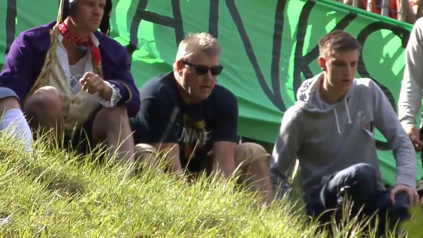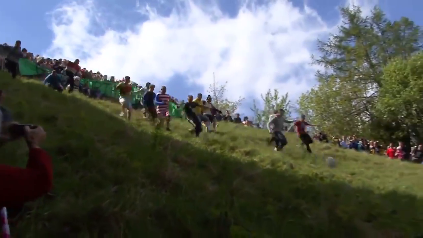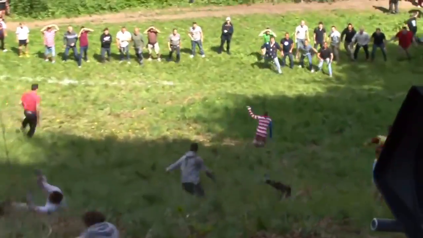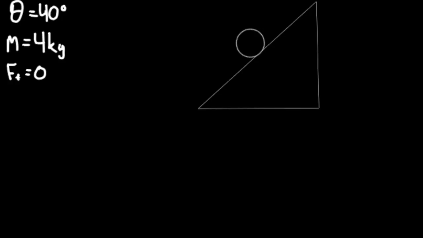In this problem, we have the annual Cooper's Hill cheese roll in England, where the mass of the cheese is roughly 4 kilograms, as participants run down a 183-meter long hill at an angle of 40 degrees. Find the acceleration of the cheese as it rolls down the hill, as friction is negligible for this problem. To find the acceleration of the cheese, we can start off by labeling what was given to us. We know that the angle of the hill is 40 degrees and that the mass of the cheese is 4 kilograms. The next step for solving the problem is drawing a free body diagram.